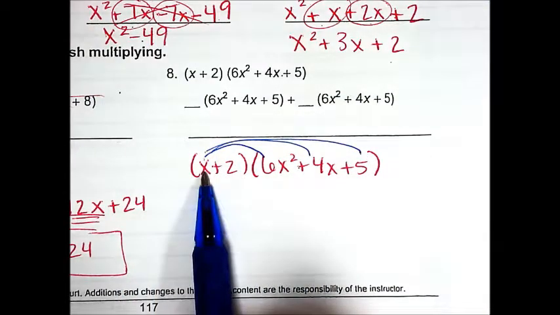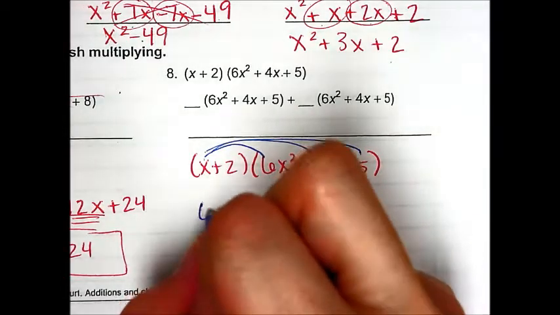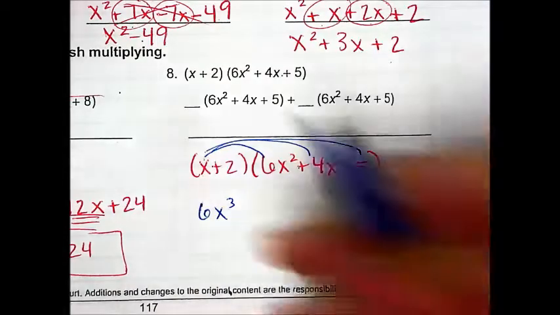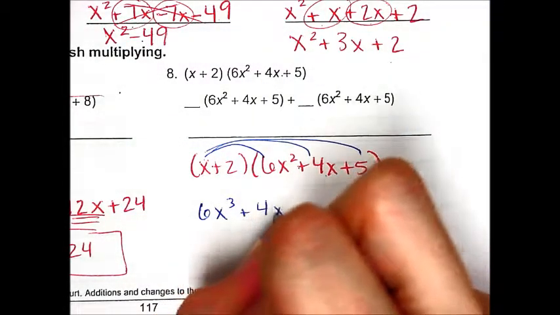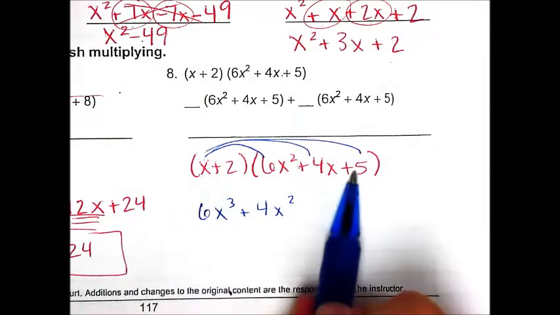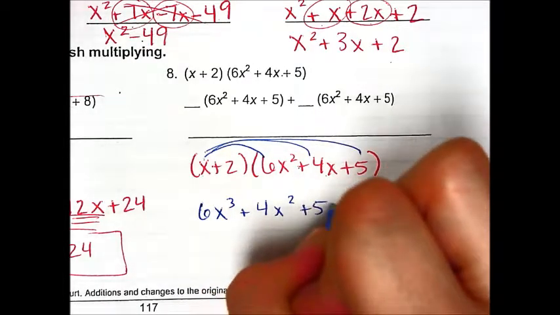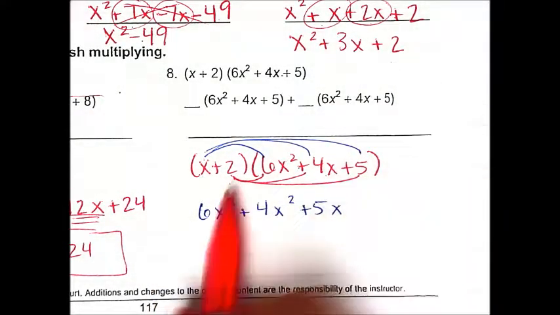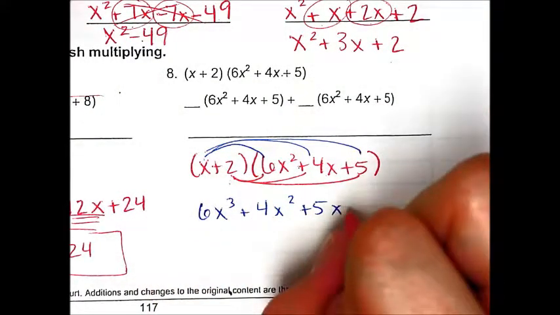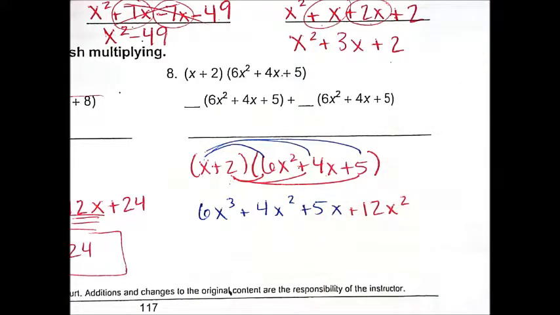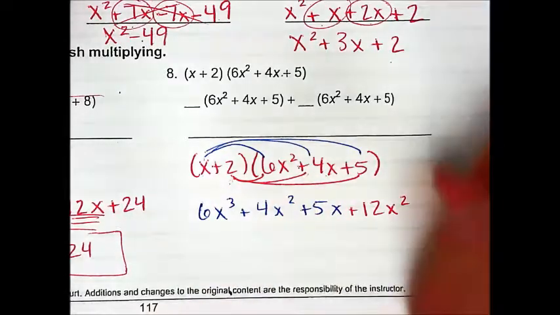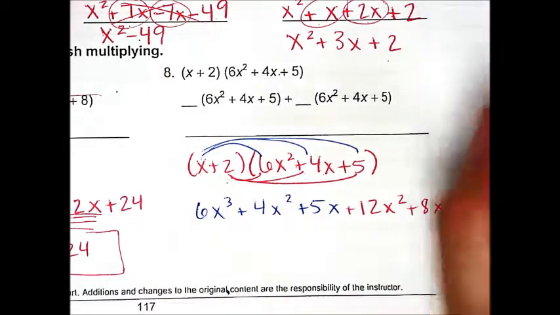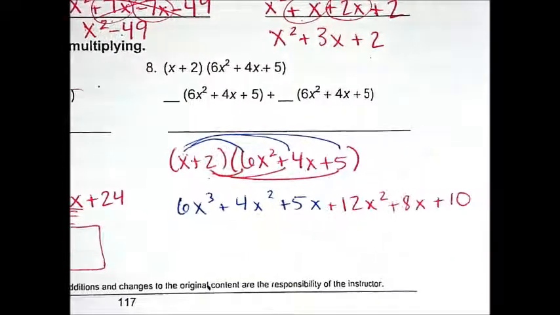So x times 6x squared, 6x to the third. X times 4x is 4x squared. X times 5 is 5x. Okay, now go back through and do the 2 times everything. 2 times 6x squared is 12x squared. 2 times 4x is 8x. 2 times 5 is 10.